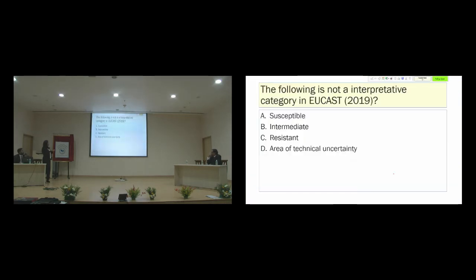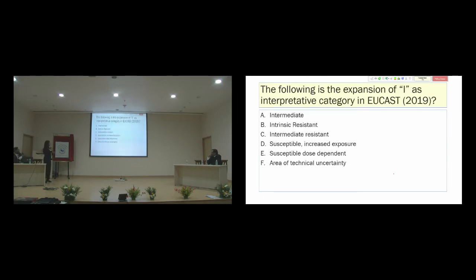So answer this question. This is regarding the EUCAST guidelines. Which of the following interpretive category is not there in EUCAST 2019? So till now we have discussed the interpretive category of CLSI. Now we will discuss what is the difference in EUCAST. So what is it? It is intermediate. Their I is there, but it is not intermediate. I'm going to explain that. So this also please answer so that explanation I'll give together.